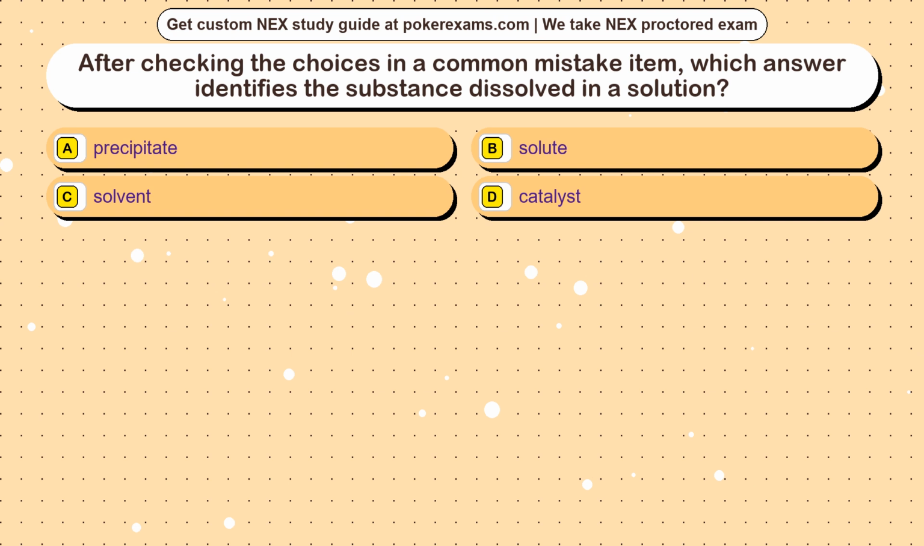Question 3. After checking the choices in a common mistake item, which answer identifies the substance dissolved in a solution? Option A, precipitate. Option B, solute. Option C, solvent. Option D, catalyst.